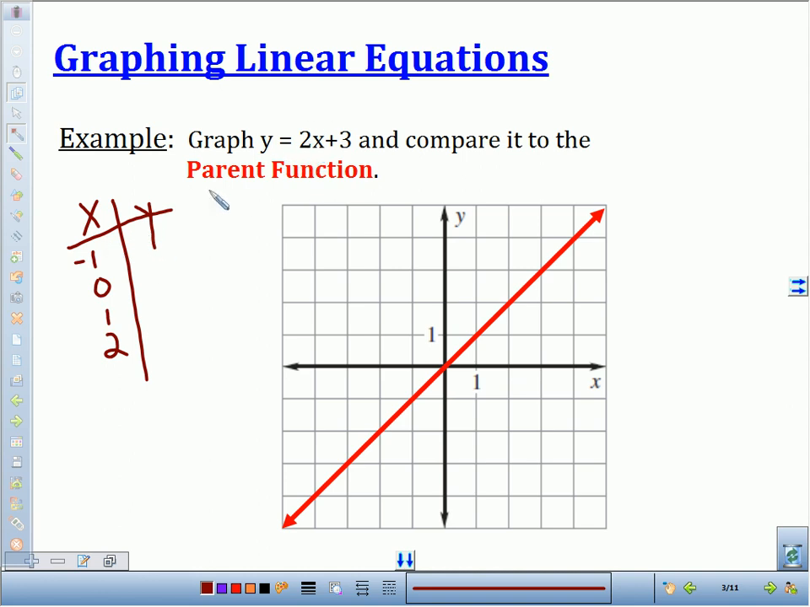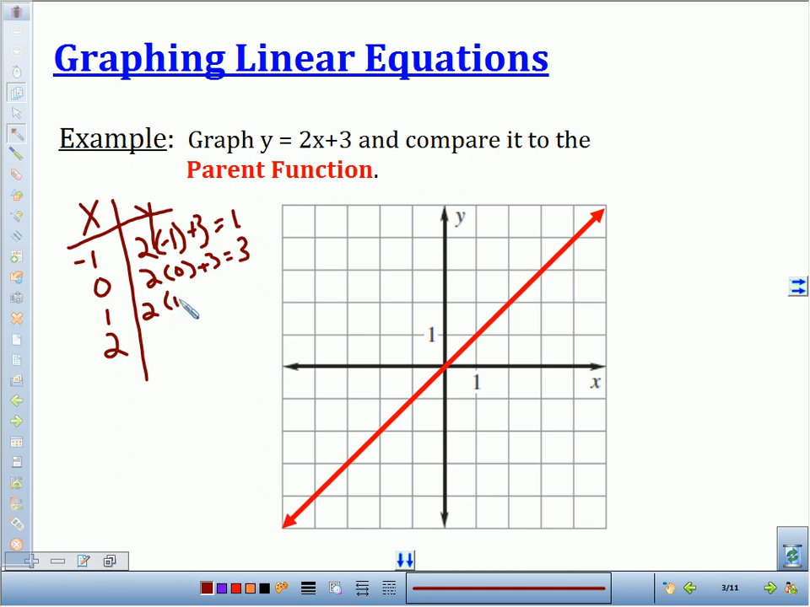Now, if x is negative 1, I plug in x, I get 2 times negative 1 plus 3. 2 times negative 1 is negative 2. Negative 2 plus 3 is 1. So when x is negative 1, y is 1. If x is 0, then I have 2 times 0 plus 3. 2 times 0 is 0. 0 plus 3 is 3. So when x is 0, y is 3.